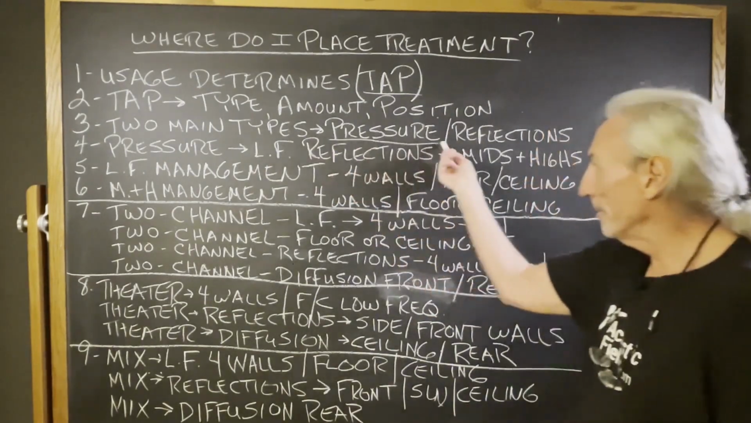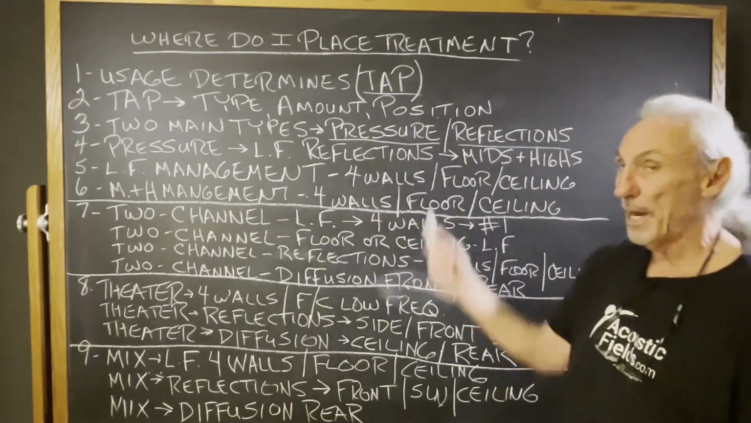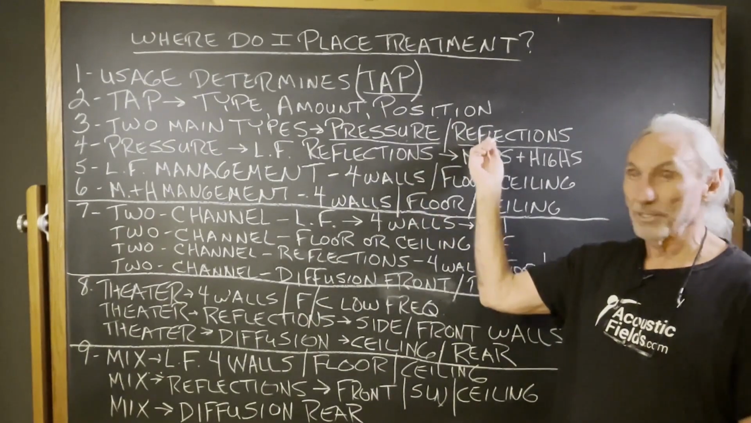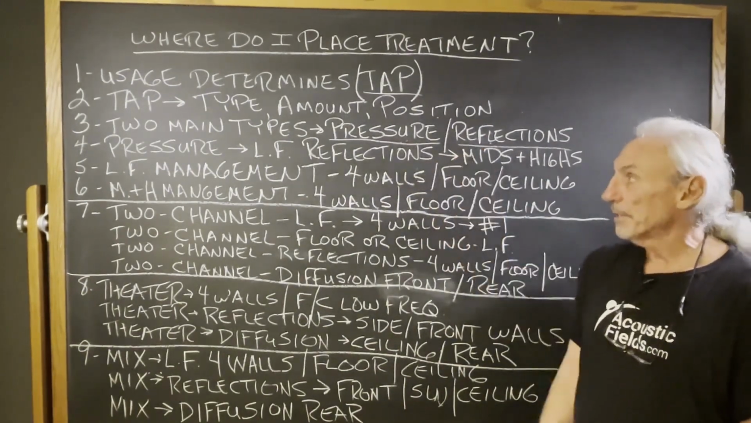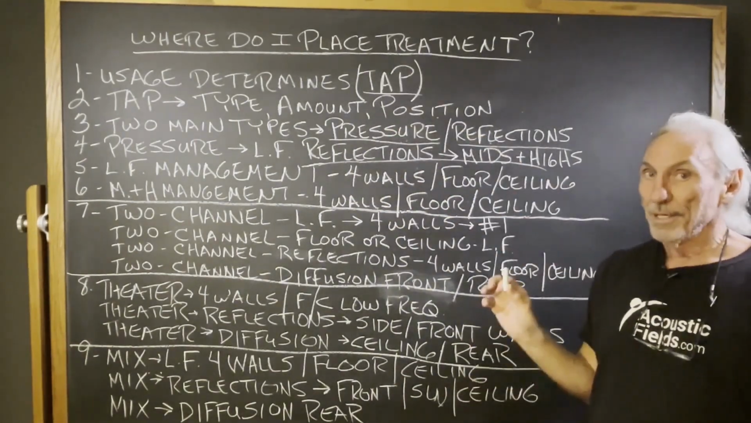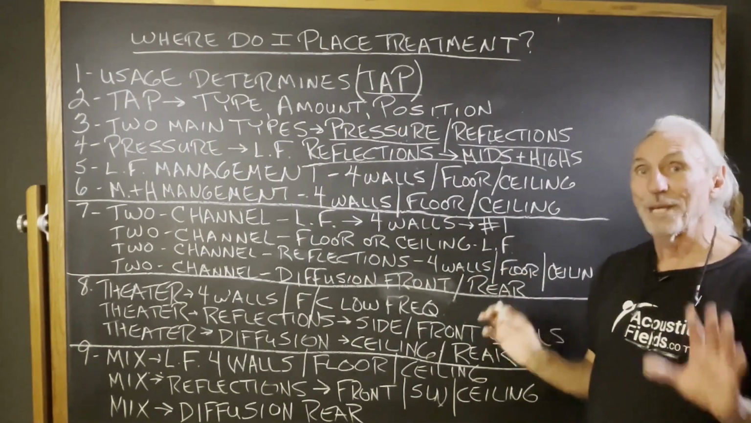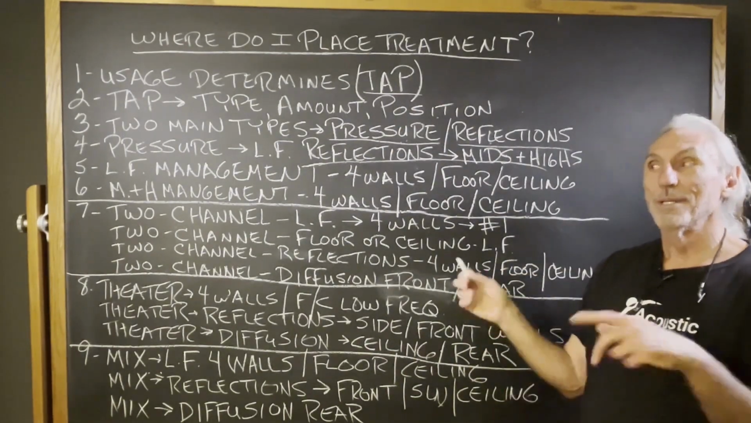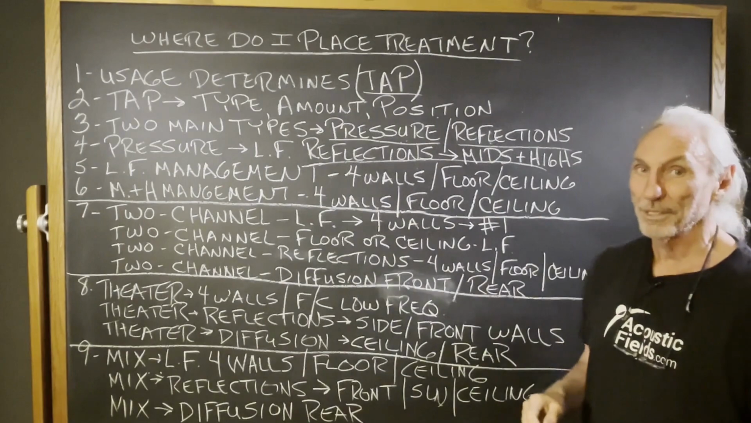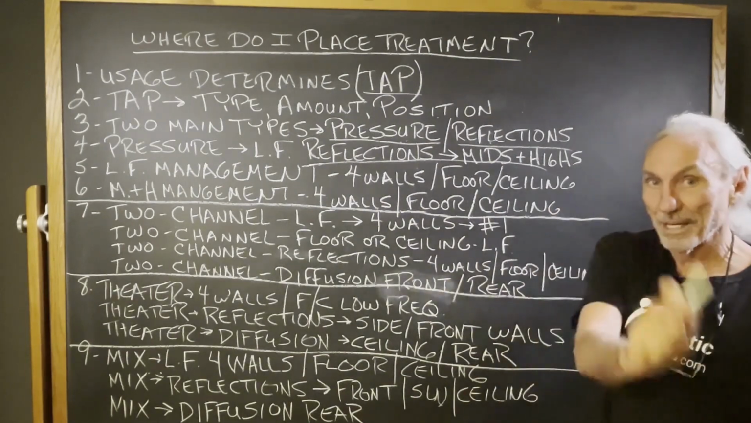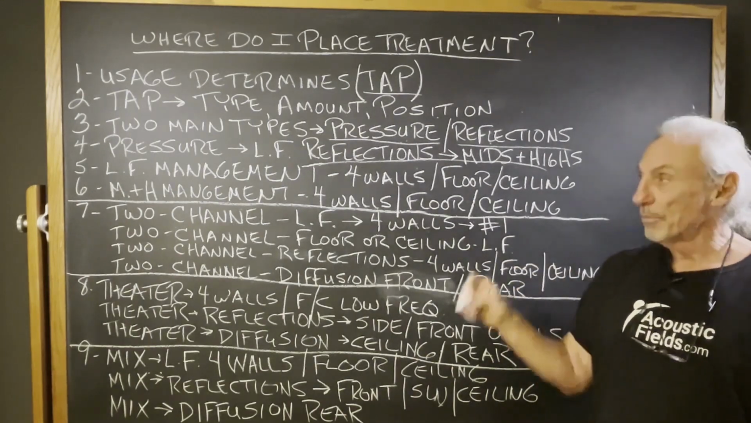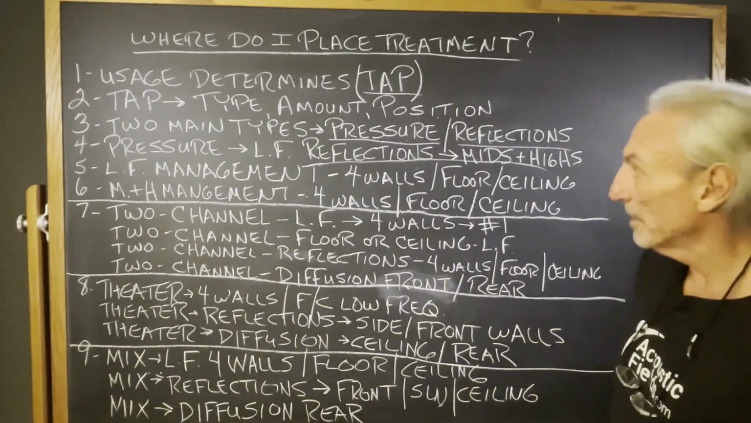We have two types of treatment, pressure and reflections. We have two types of problems that need certain treatments. Pressure treatment is different than reflections. Pressure is low frequency, reflections are middle and high frequencies, right? So we have to keep that balance in line because there's not one technology that works for both. You can't use low frequency absorbers to absorb high frequencies. You can't use high frequency absorbers to absorb low frequencies. So there are breakpoints where certain technologies, certain ways of absorbing energy, work for certain frequencies, and you have to be cognizant of that.